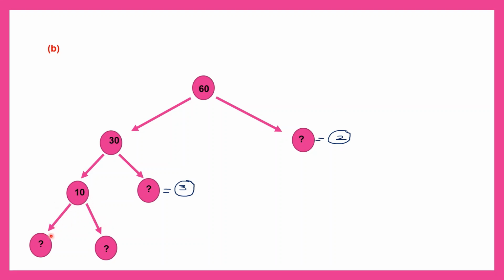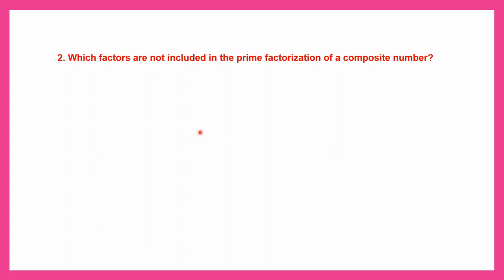Now 10, here they've given 10. What into what will give us 10? Now 2 fives are 10, isn't it? So here you can write 2 and here we get 5. So we have come to the end of the branches, and at the end of the branches we have 2, 5, 3 and 2. They're all prime numbers.